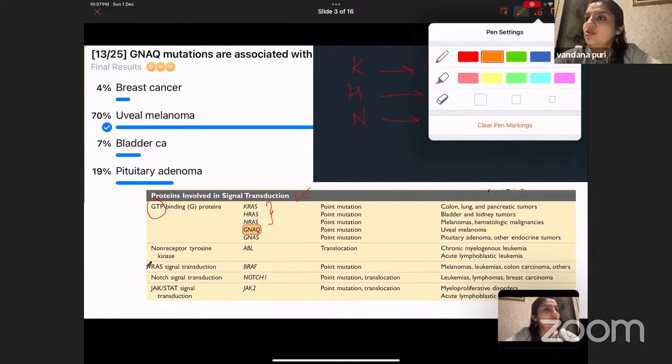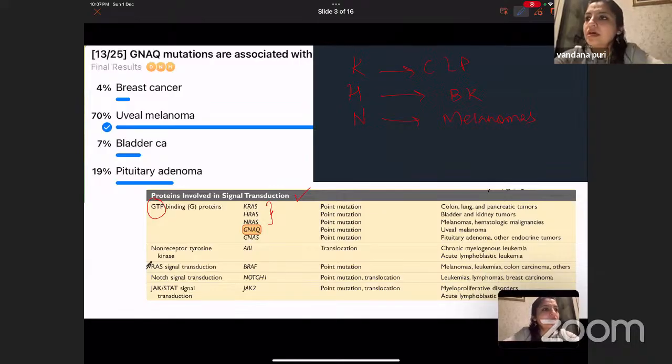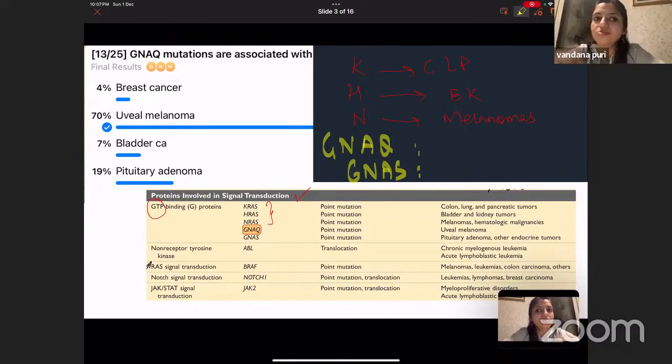Apart from that, the next important thing that you have to remember is that there are two separate proteins which we should know here. One is called GNAQ, and the other is called GNAS. These are two important proteins that you should remember. Q is uveal melanomas. So uveal melanoma is GNAQ, and that was the question that was asked. It is basically uveal melanomas.